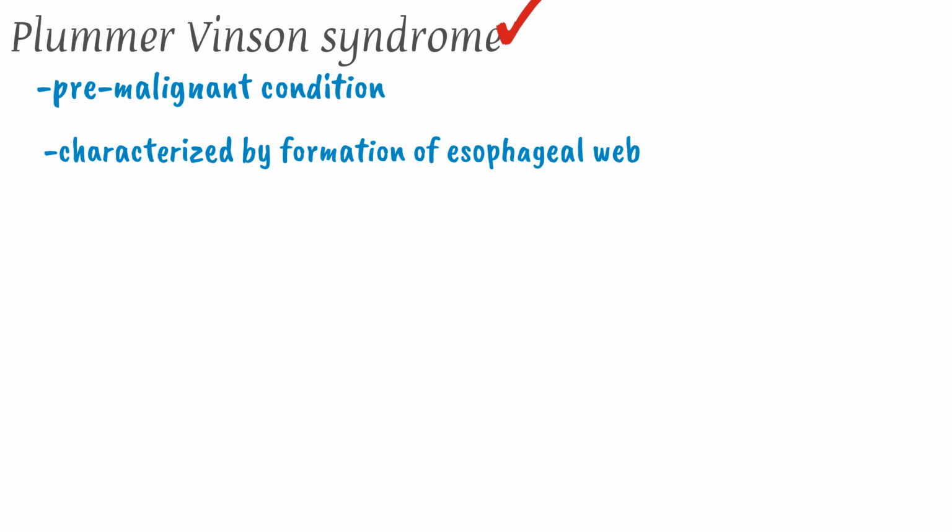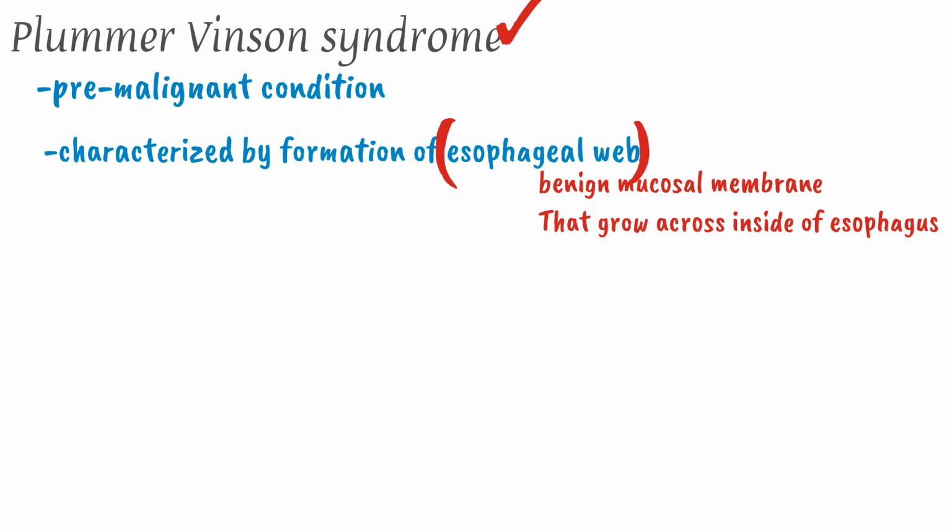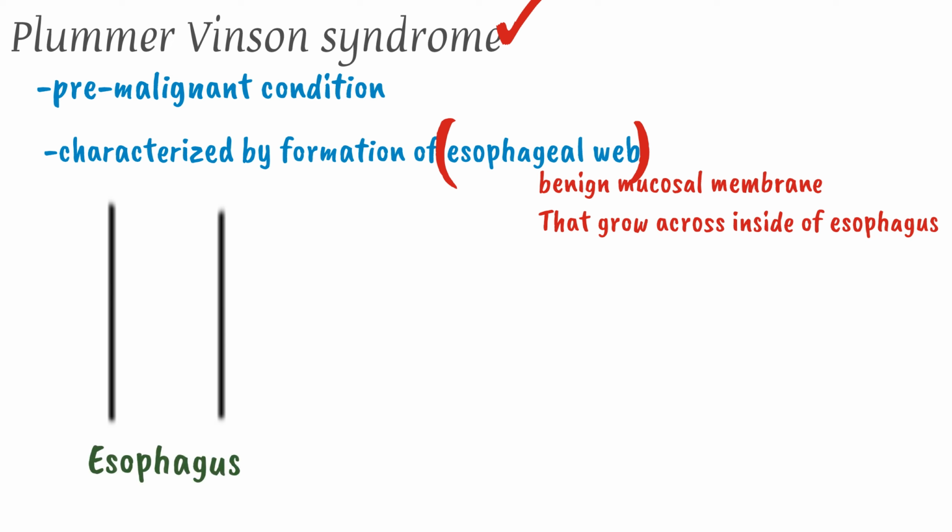After the esophageal varices, the second topic is Plummer Vinson syndrome. The Plummer Vinson syndrome is a pre-malignant condition characterized by the formation of an esophageal web. An esophageal web is a benign mucosal membrane that grows across inside of the upper part of the esophagus. For example, this is an esophagus. There will be a formation of a benign membrane, and this will grow across and inside the esophagus.